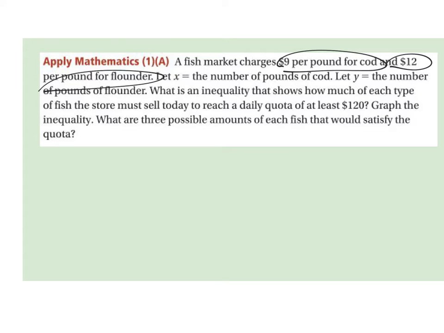They want X to be the cod, Y to be the flounder, and they want to meet a quota of at least $120 a day. So the very first thing we should always do is designate X and Y whenever we're writing an inequality, or even an equation, that has both variables. So X is going to represent cod, while Y is the flounder.